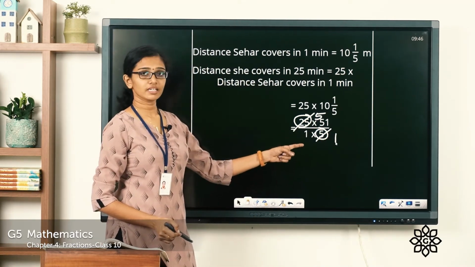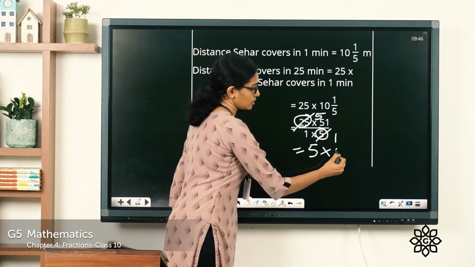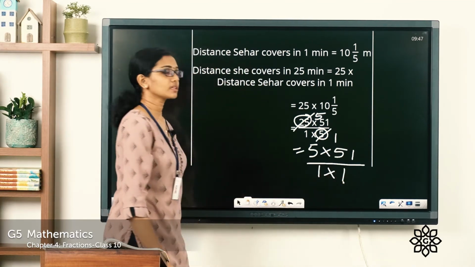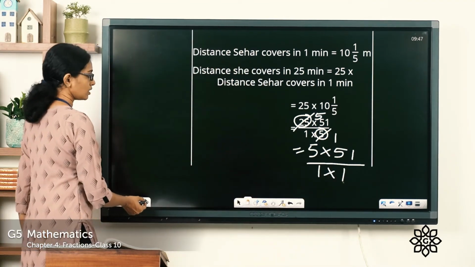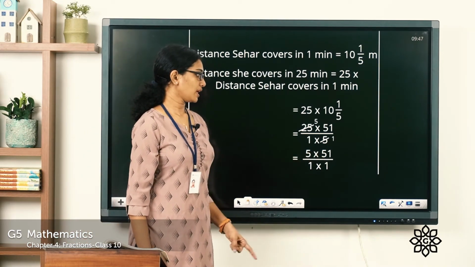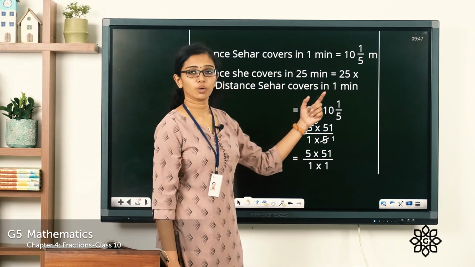Any more common factors? No, right? So here it becomes 5 into 51 by 1 into 1. See? Now 5 into 51 by 1 into 1. So what is 5 into 51? You can calculate that in your working column.